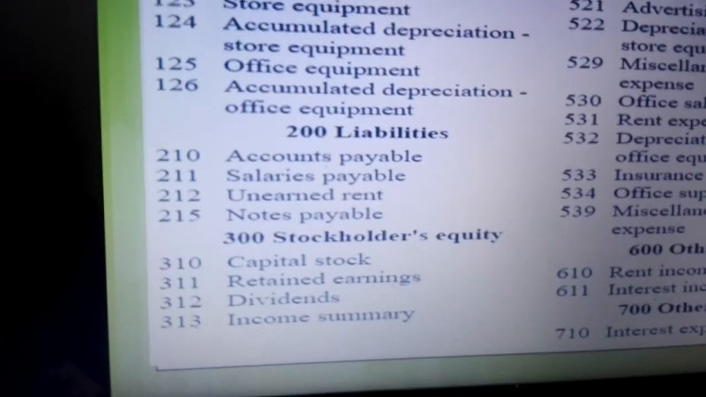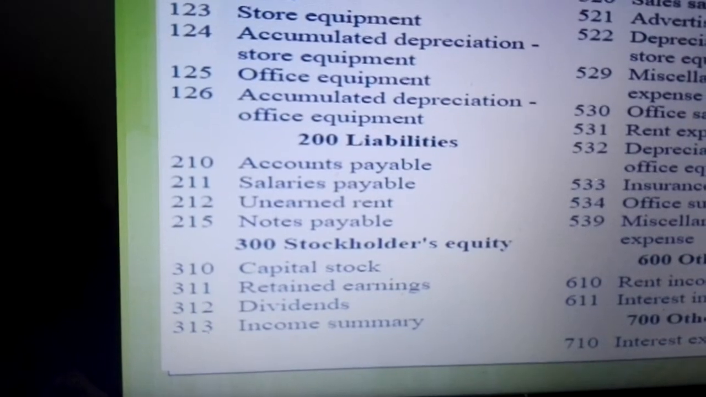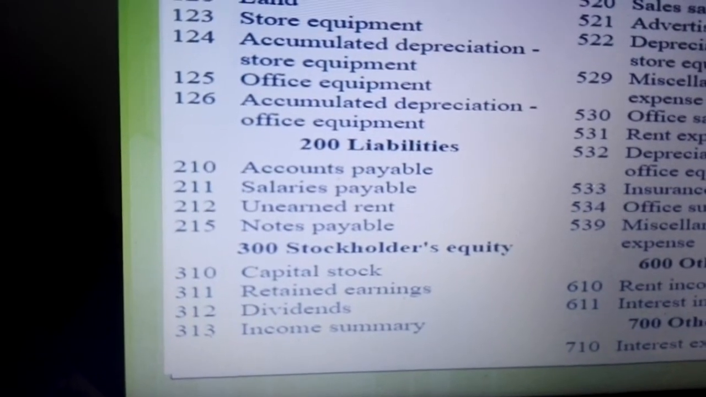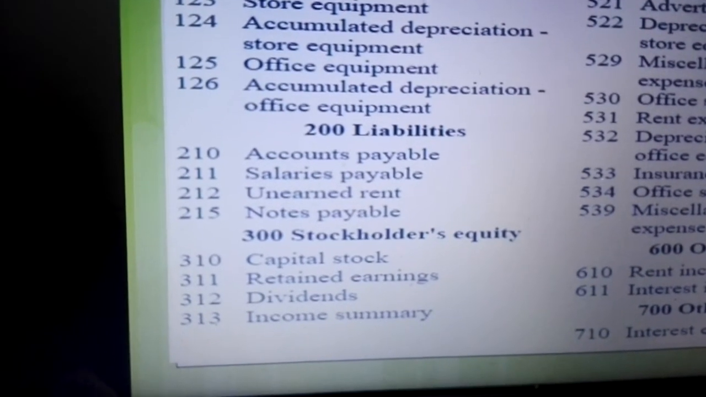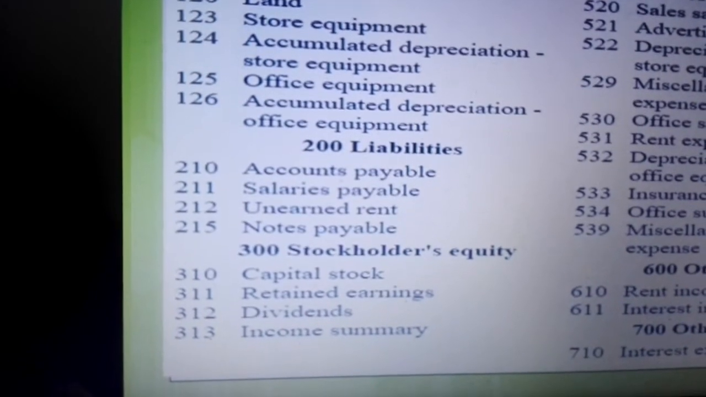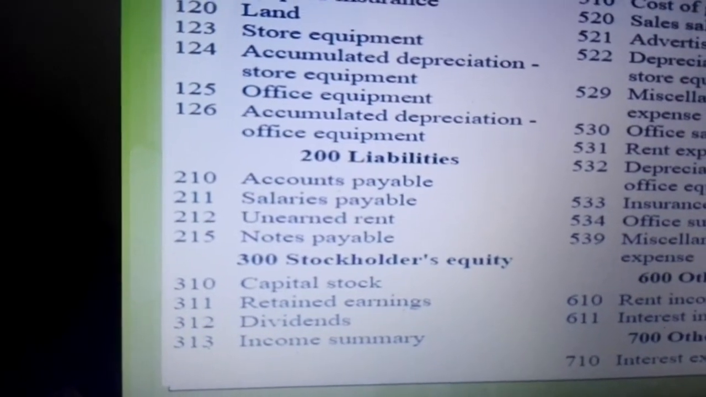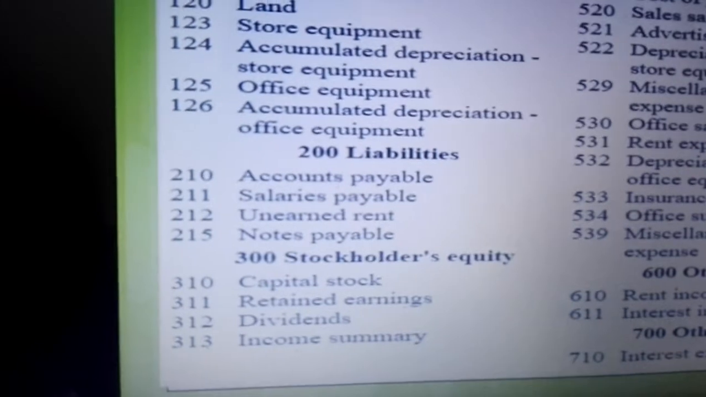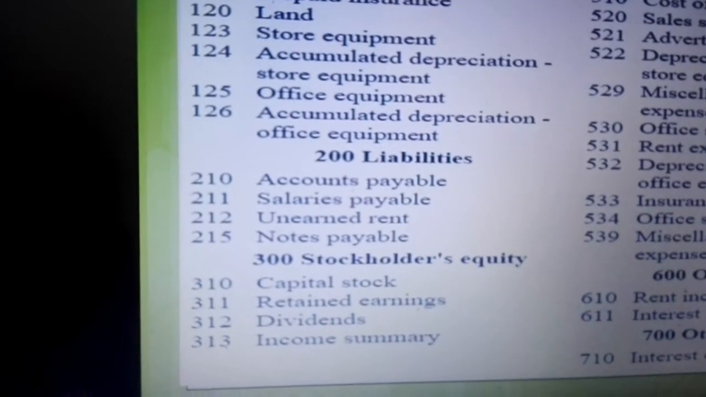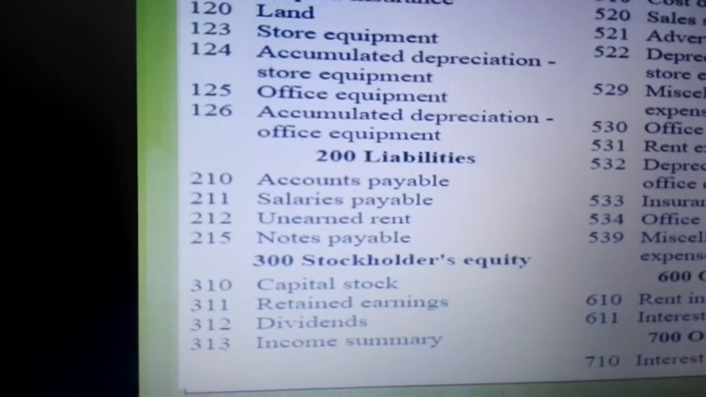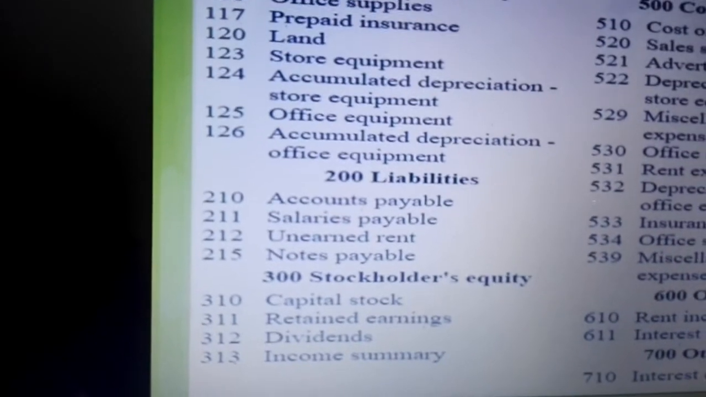For equity account, for corporation, we have stockholders' equity. And we have the capital stock as our puhunan or capital. But in merchandising or maybe the small type of business or sole proprietorship, we have what we call not capital stock, but we have owner's equity. For corporation, we have capital stock.